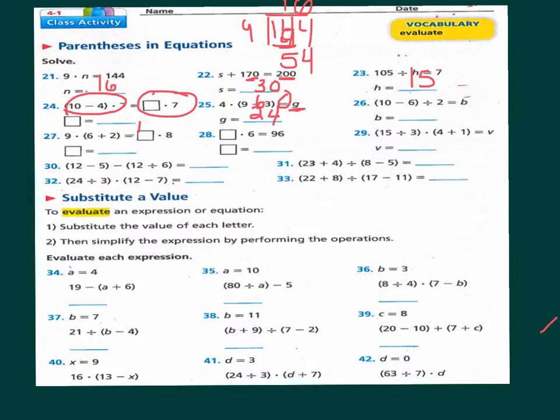All right, so I'm going to do these with you. 10 minus 6 is 4. 4 divided by 2 is 2. Is it balanced? If there's a 2 over here, does it balance with that? Now I have to balance something with this side of the equation, don't I?